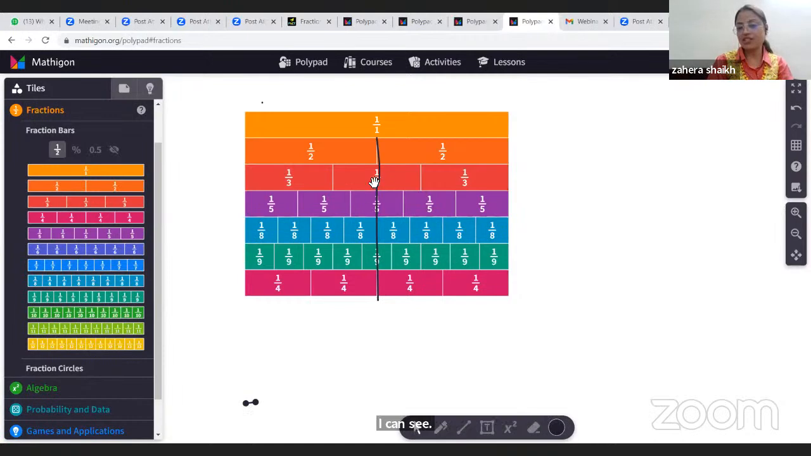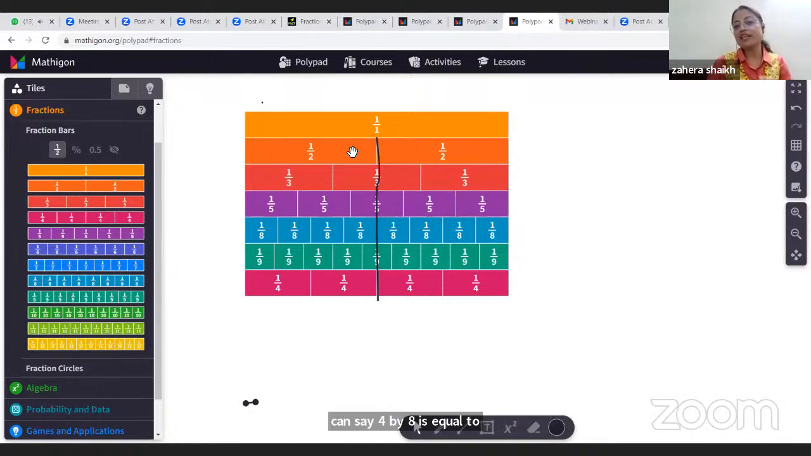and they will say, yes, I can see similar fraction tiles which occupy this space, and this is nothing but 1, 2, 3, 4 tiles of 1/8. So 4/8 is the same as half. Another can also be observed: 2 tiles of 1/4, that is 2/4, which is also the same as half. So what they can conclude from this observation is 4/8 is equal to 2/4 is equal to half.